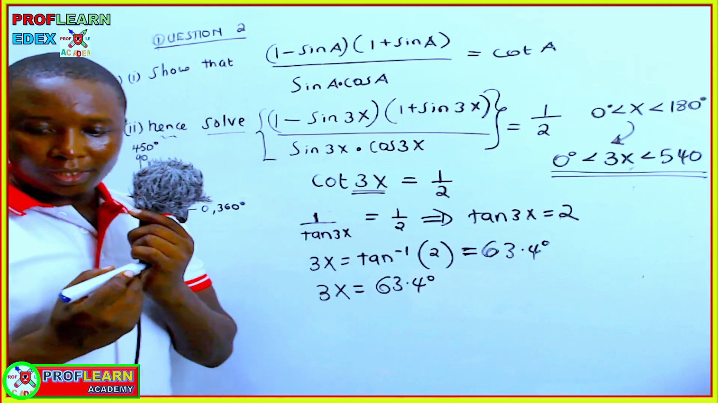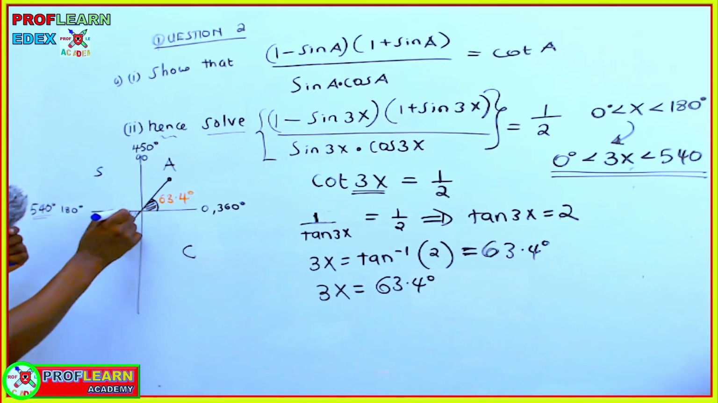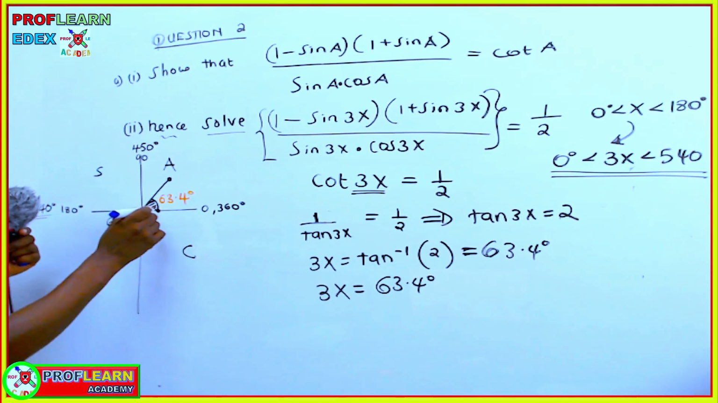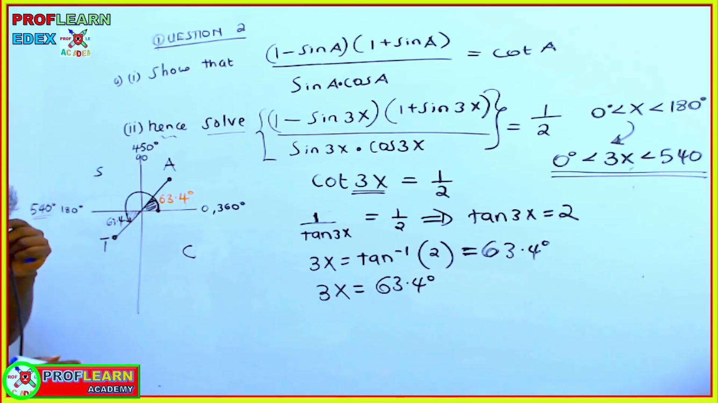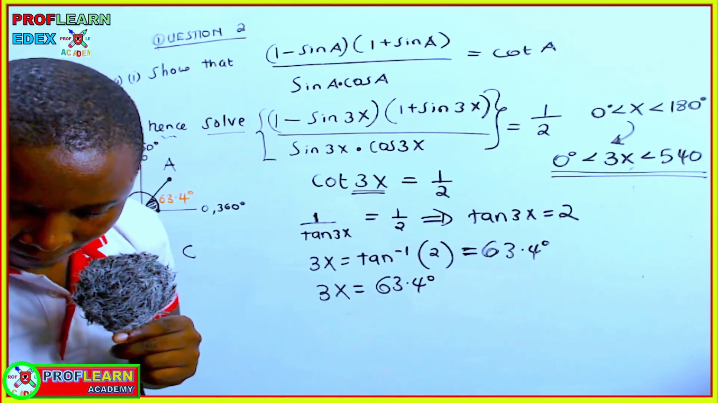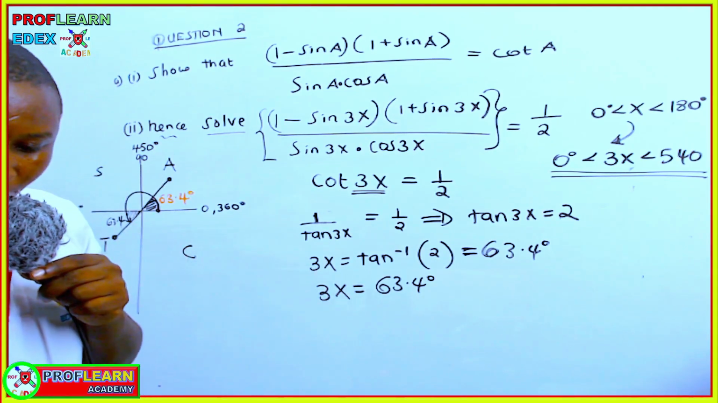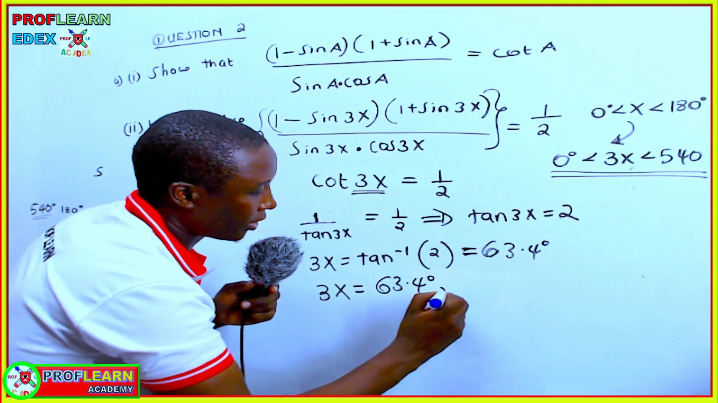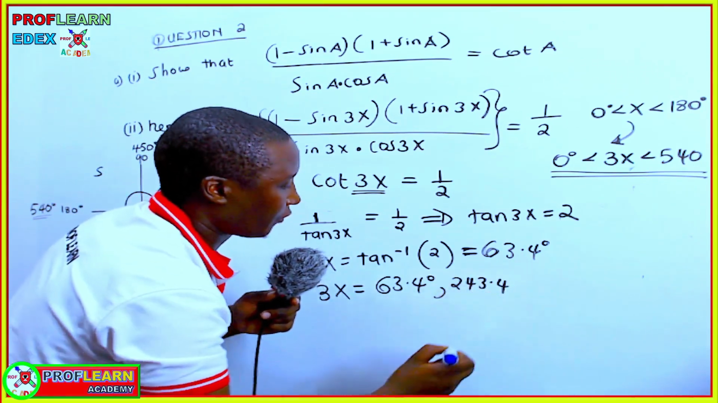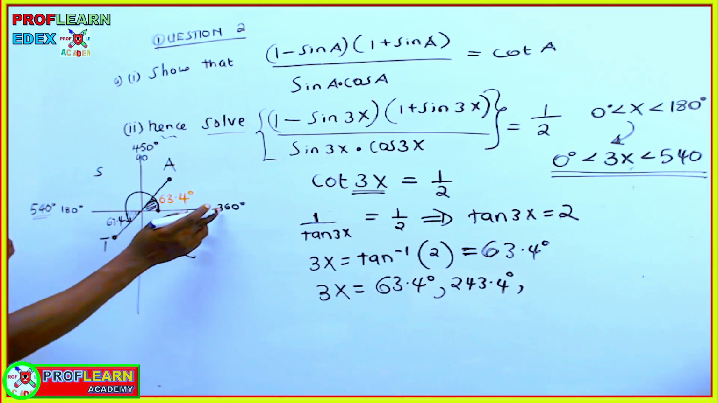So if we are going to find these angles, the first one is this, and the next angle is the angle that moves from the x-axis all the way to this point. This angle is going to be 180 plus 63.4, which is 243.4. So if you move all the way to this point, you will have 243.4 degrees. We're going to write it here: 243.4 degrees.